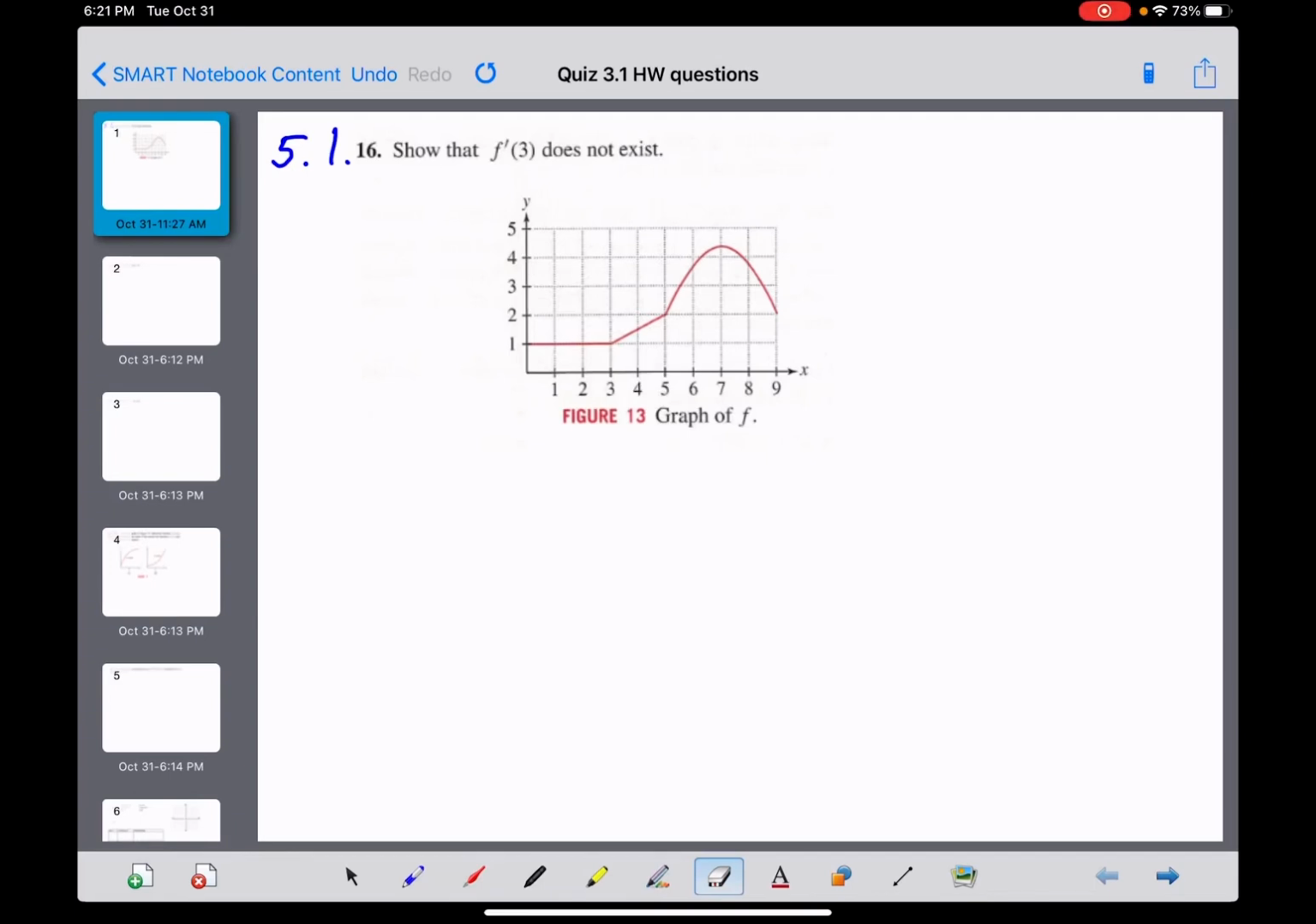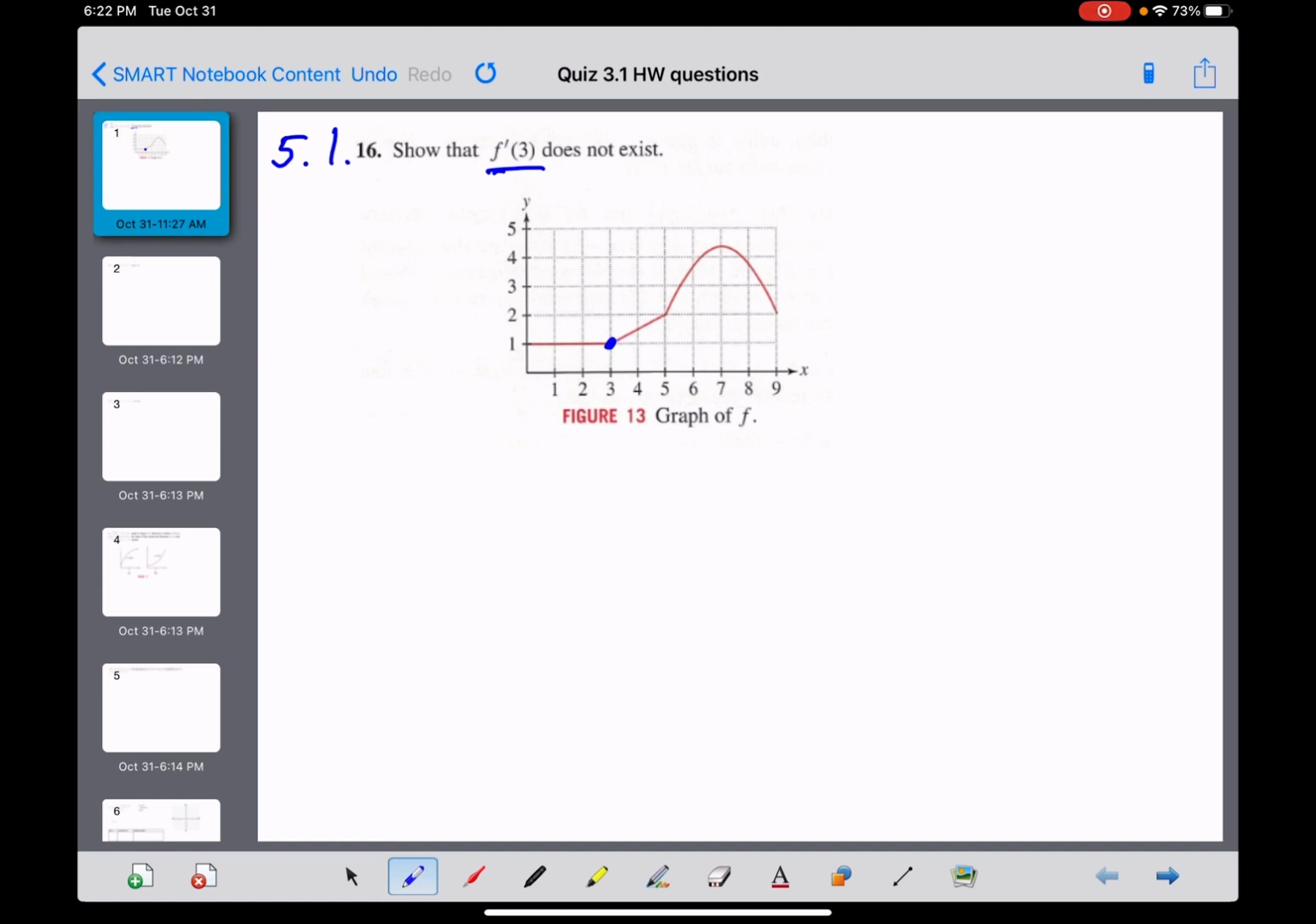Section 5.1, number 16, we could do this a really, really long way, or we could do it a really, really short way. The really, really short way, I think, would be dealing with the concept right here that if we're trying to prove that f prime of 3 does not exist, we're saying that this function does not have a tangent line right here at the spot where x is equal to 3.